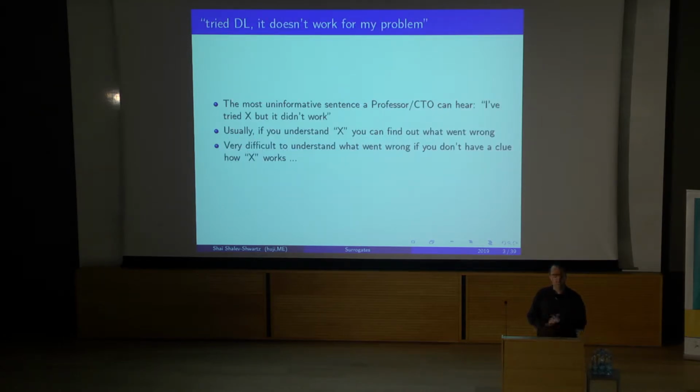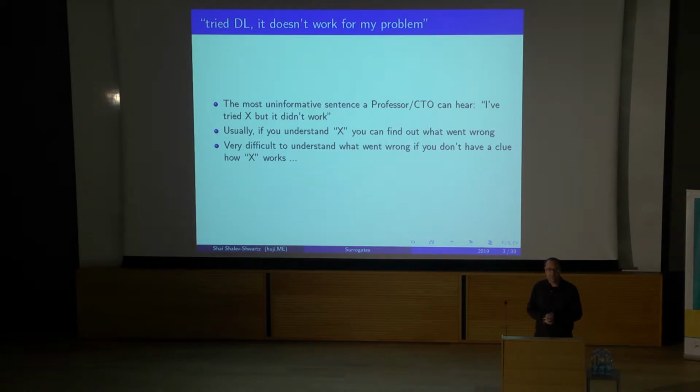So let me elaborate about the problems. As a professor at the university or as a manager at Mobileye, one of the sentences that I hear the most is, "I've tried X, but it didn't work." And X can be deep learning or any other thing. I must say that this is the most uninformative sentence that one can hear. It has nothing to do with reality because you don't know why it didn't work. Maybe it's because the one that tried it is not competent enough. Maybe it shouldn't work. You have no idea. So it's really zero information.